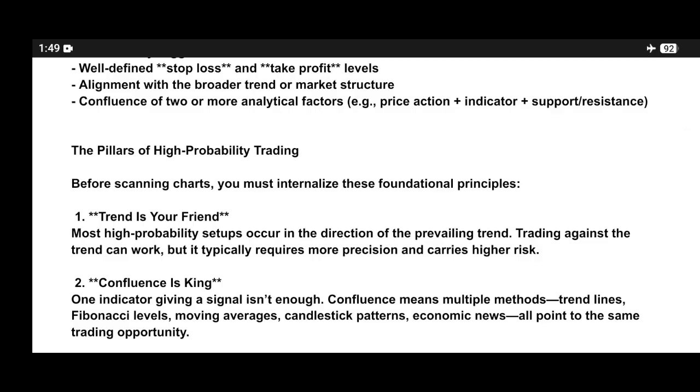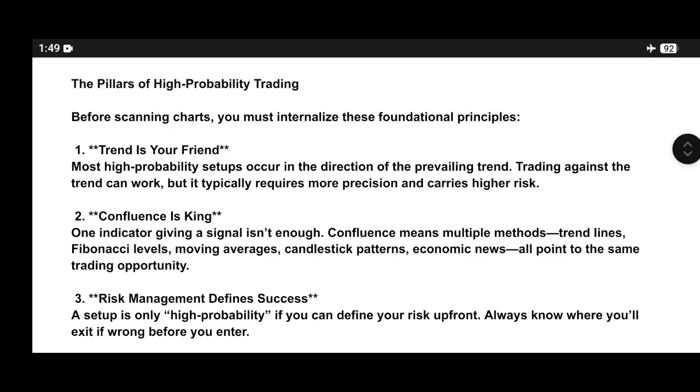Then you need to understand this. What are the pillars of high probability trading? Before scanning your charts, you must internalize these foundational principles.